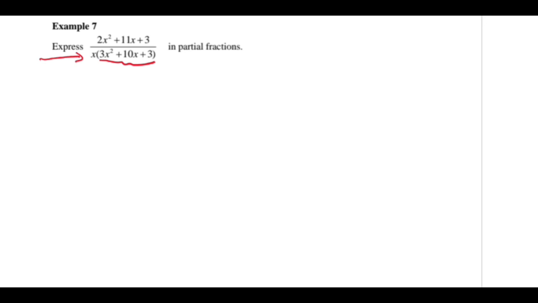Now, example 7. The numerator for example 7 is quadratic, and the denominator for example 7, if we expand this x, is actually cubic. Don't worry, we just have to follow the same steps, which is, first step, look at the denominator. Make sure this quadratic expression can be factorized. So check whether you can factorize that quadratic or not. After pressing your calculator, you can find that you can factorize 3x squared plus 10x plus 3, and it's just 3x plus 1 times x plus 3. So you can factorize that quadratic expression.